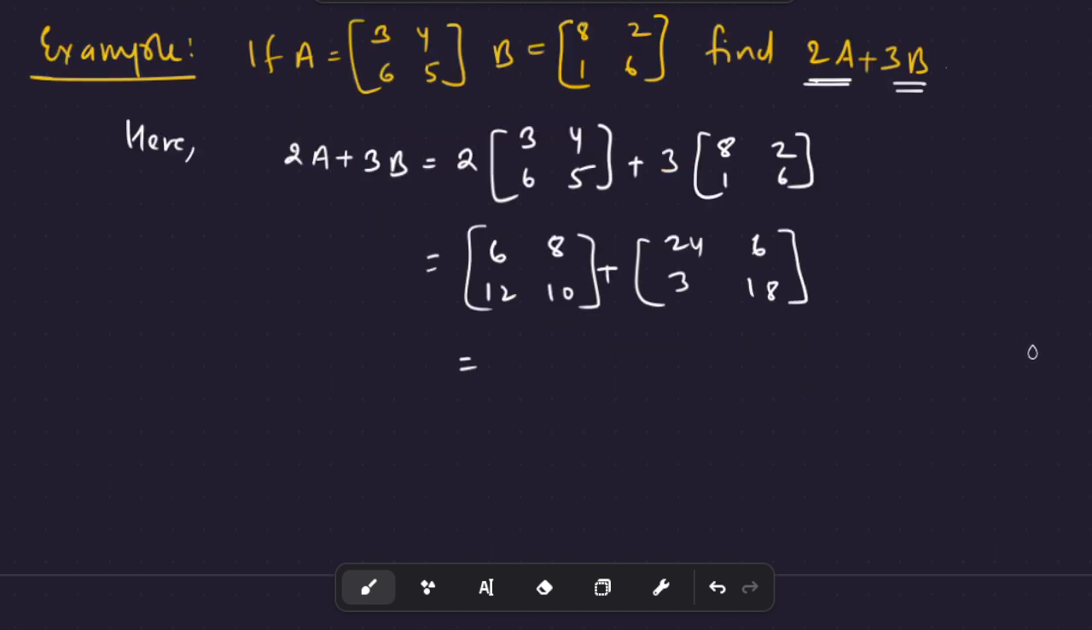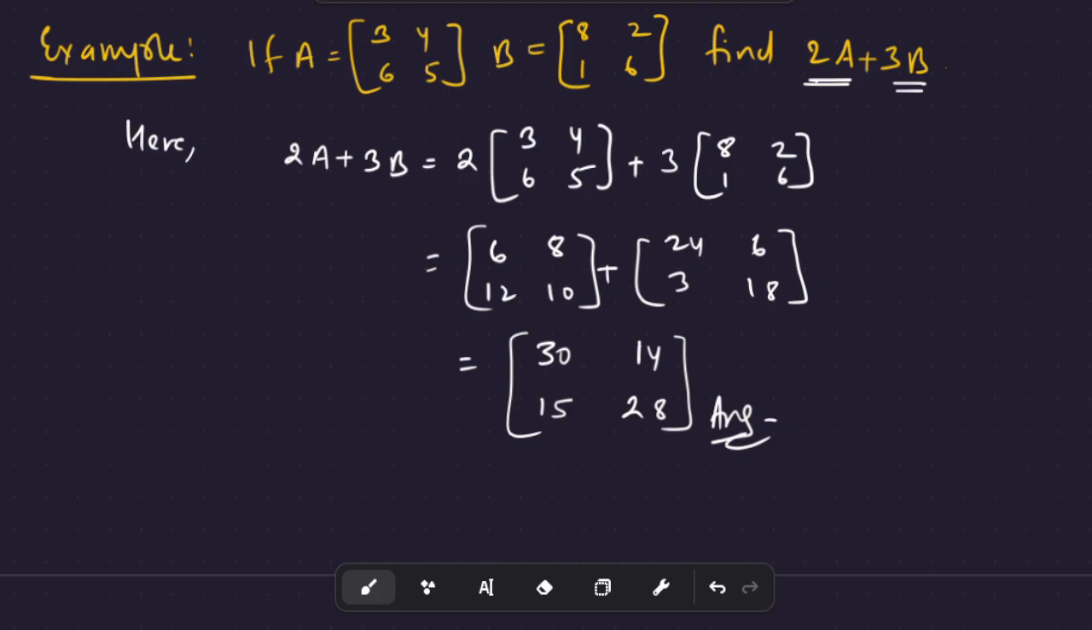Now we have to add these two matrices, which means we need to add the corresponding elements. 6 adds with 24 becomes 30. 8 and 6 get added to form 14. 12 adds with 3 becomes 15. 10 plus 18 becomes 28. So this is our answer. Do you have any confusion on any step of this? No, sir.